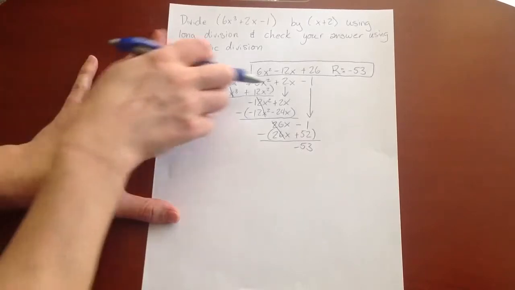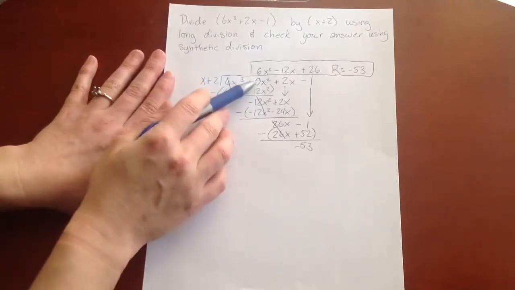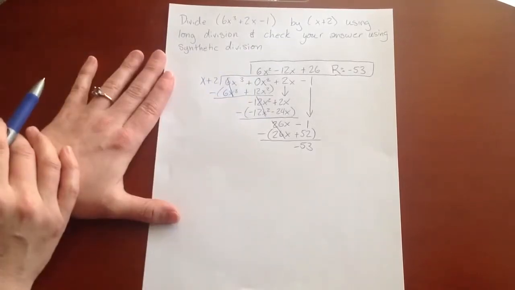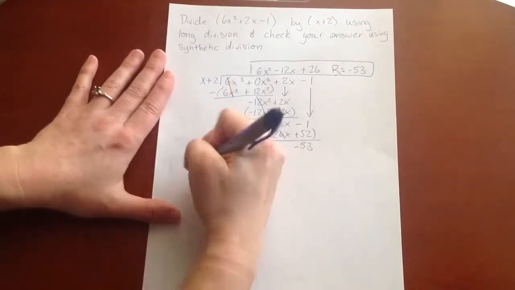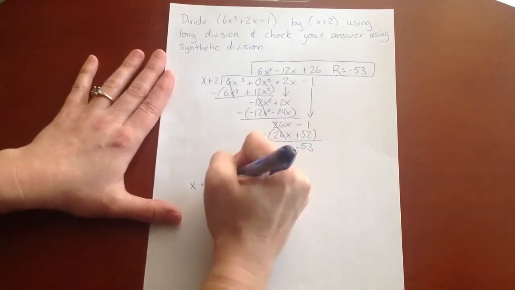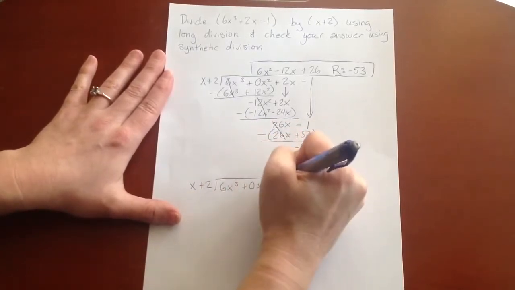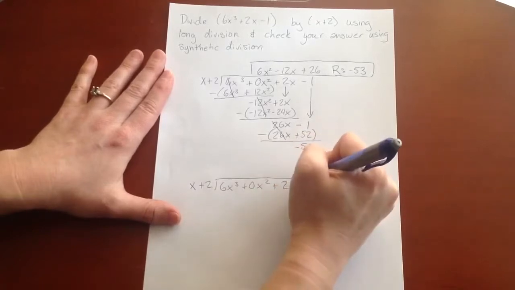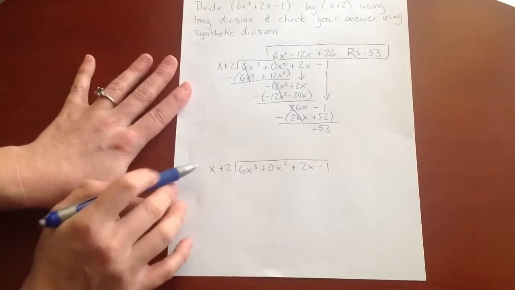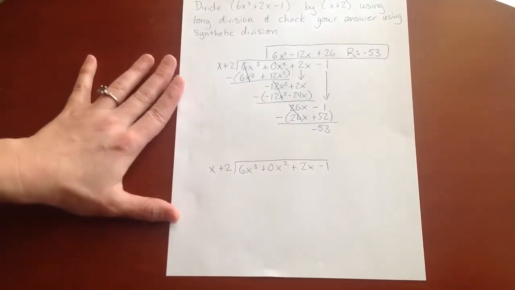We have to write it out in long division form to begin. And we have to represent every term that wasn't represented with a 0 coefficient for it. So we're going to rewrite this. We've got x plus 2 into 6x cubed plus 0x squared plus 2x minus 1. So same setup for both, identical.